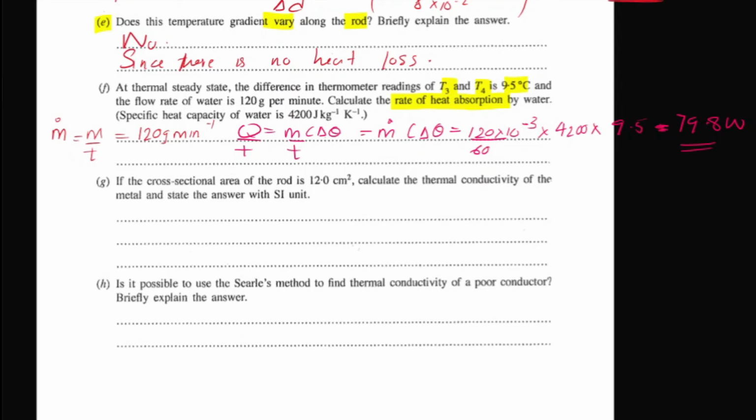So now, let us go for the next problem. If the cross-sectional area of the rod is 12 square centimeters, calculate the thermal conductivity of the metal. State the answer with SI units. So it is like this.